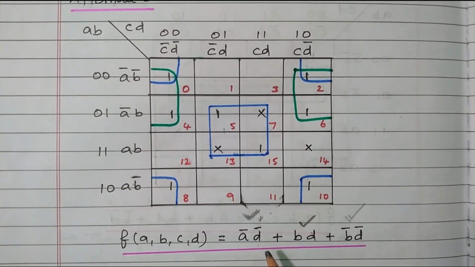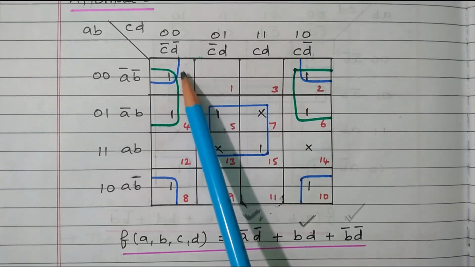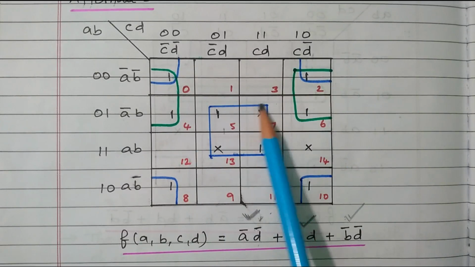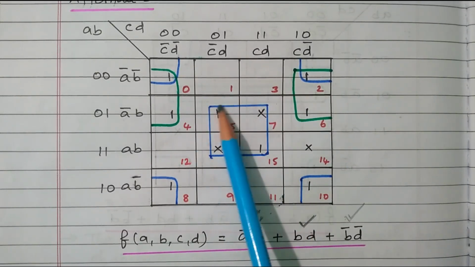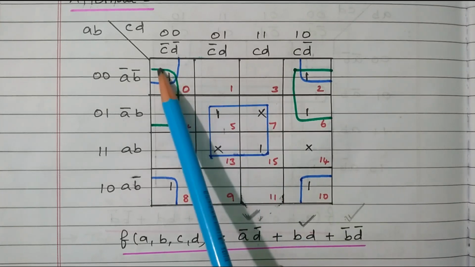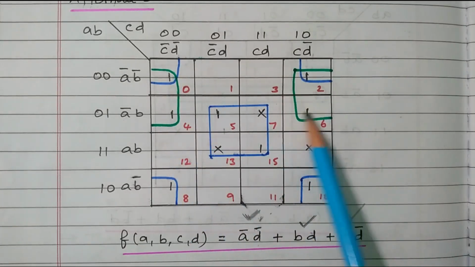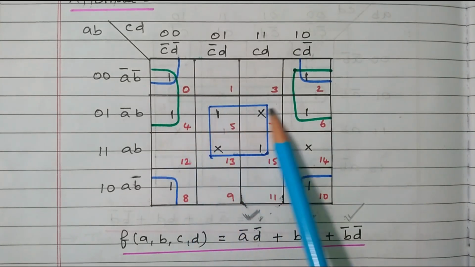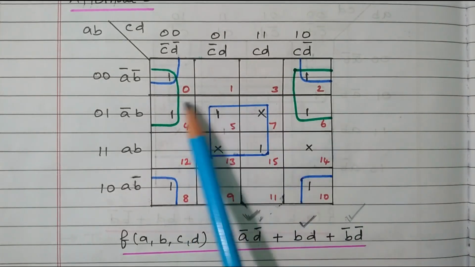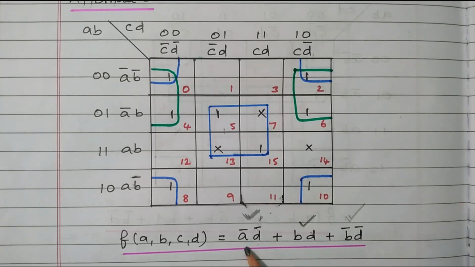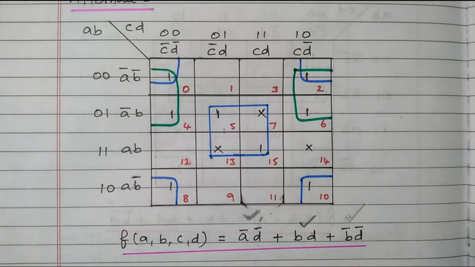So in this method, the only difference is these corners are very similar to the first alternate method. The grouping of the center cells is also similar to the first alternate method. The only change is these 2 cells and these 2 cells, the right and leftmost corners, are grouped together instead of grouping these 4 cells. So due to that, what we got? A bar, D bar, right? So the final answer is A bar, D bar plus BD plus B bar, D bar, right?